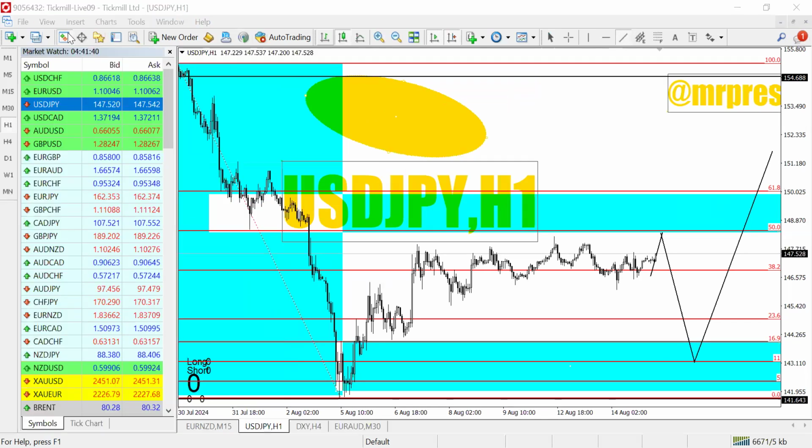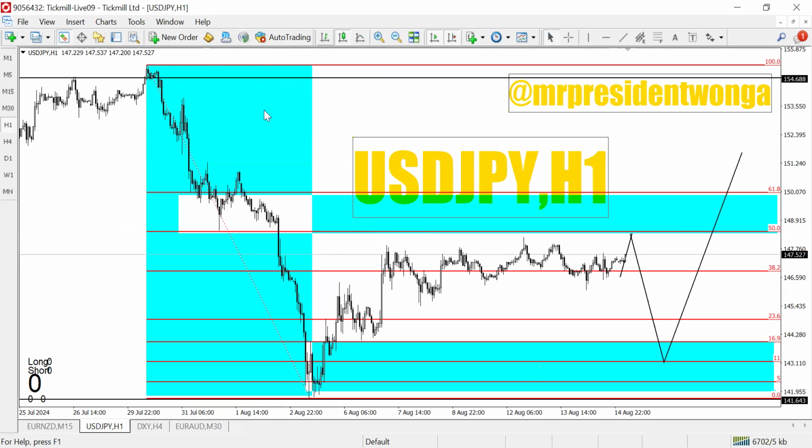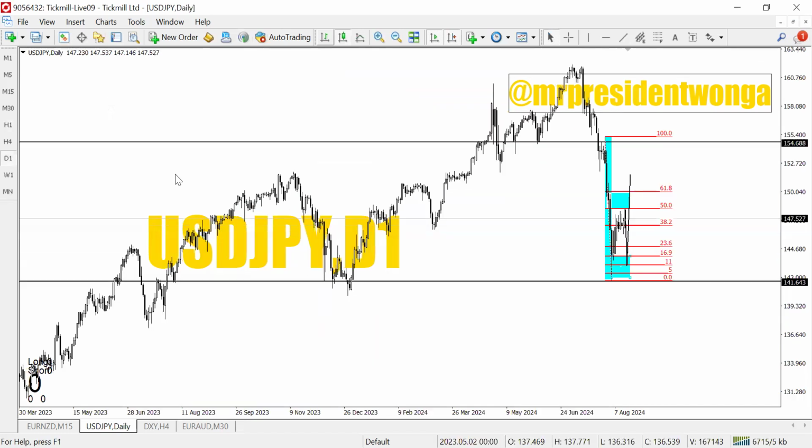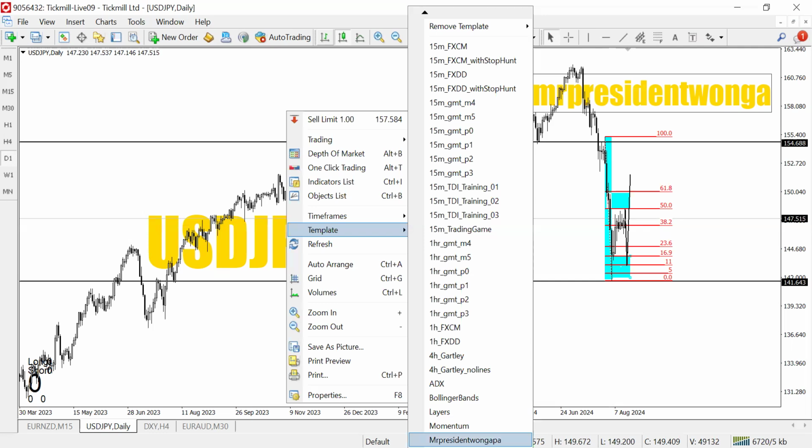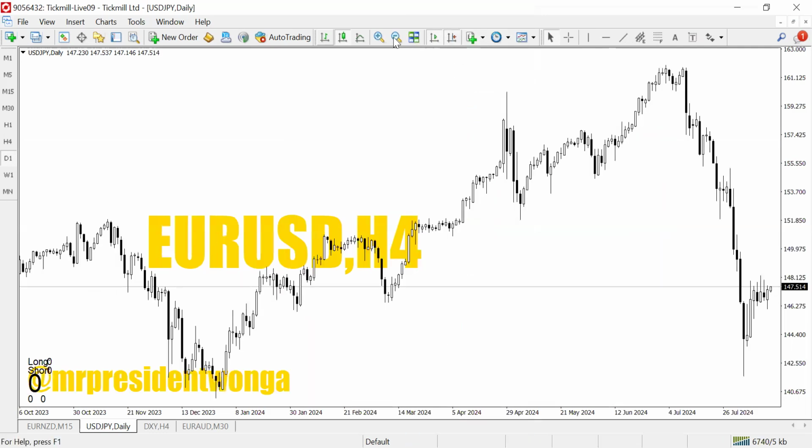Yeah, I believe so. I also believe so. Because there's nothing much happening on USDJPY right now. There's nothing much. Aggressively, but it's been quiet.